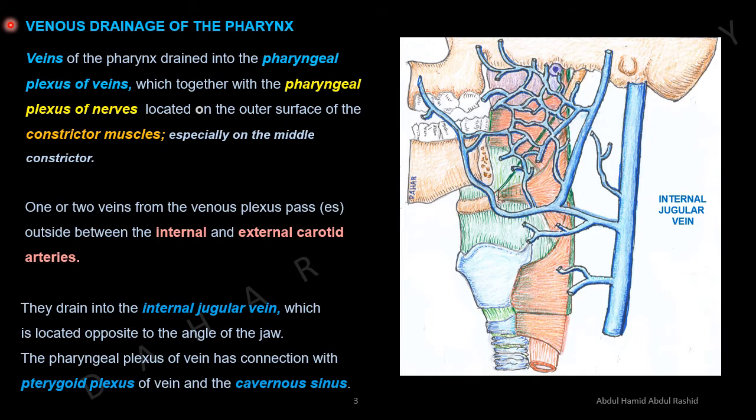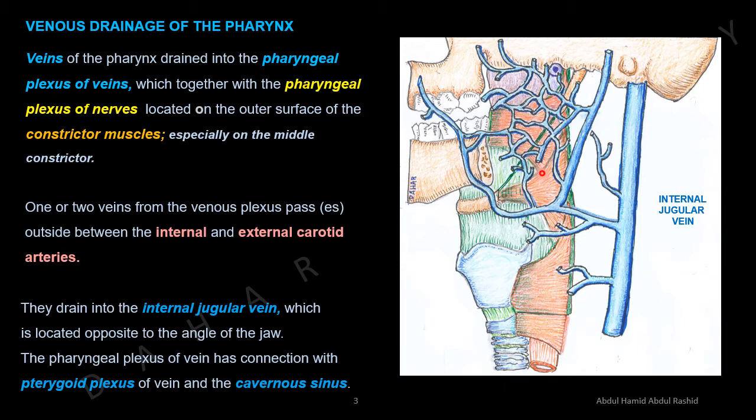Venous drainage of the pharynx. Veins of the pharynx drain into the pharyngeal plexus of veins, which together with the pharyngeal plexus of nerves, is located on the outer surface of the constrictor muscles, especially on the middle constrictor.